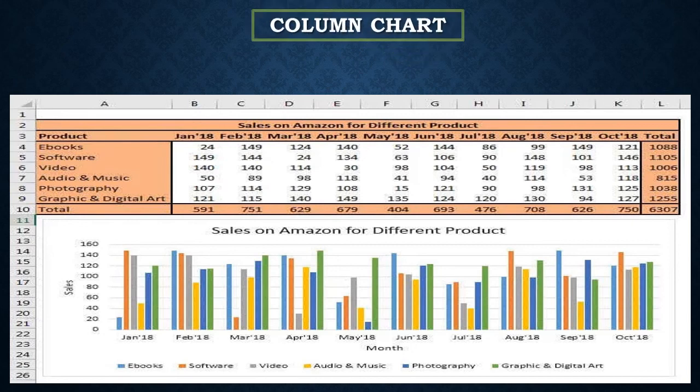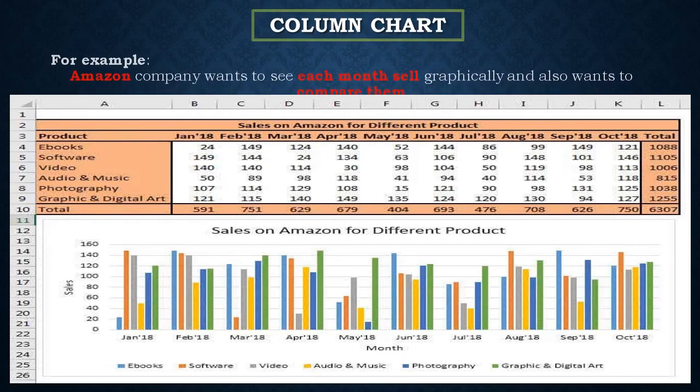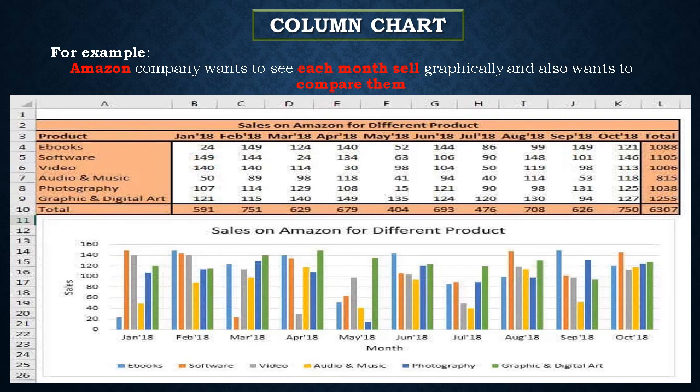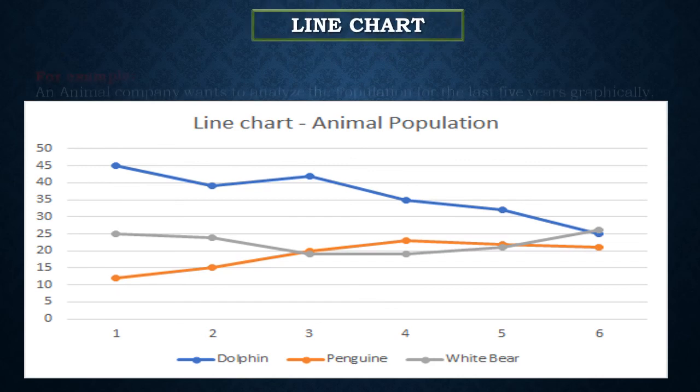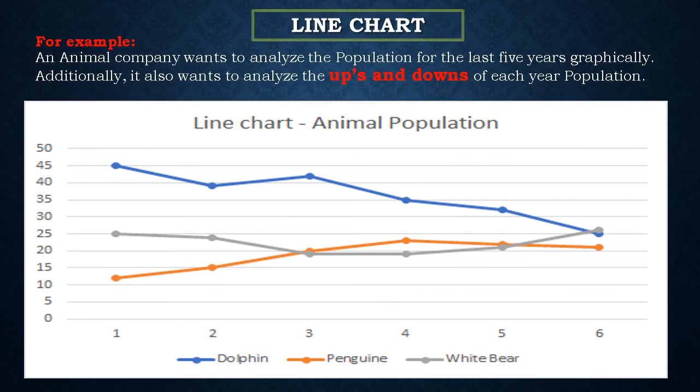Column chart: for example, Amazon company wants to see each month's sales graphically and also wants to compare them. Line chart: for example, an animal company wants to analyze the population for the last 5 years graphically. Additionally, it also wants to analyze the ups and downs of each year's population.